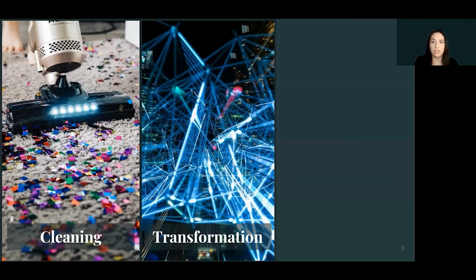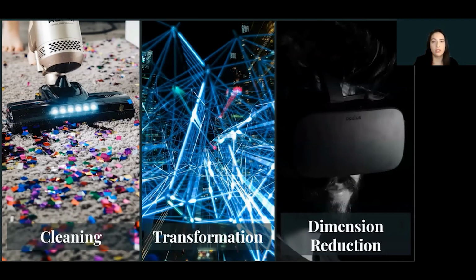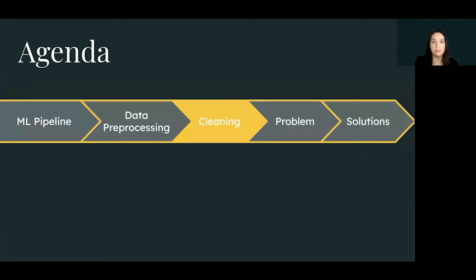Second one is transformation. In this step, we are transforming the features using various techniques like normalization, one-hot encoding, binning, and so on. Lastly, dimension reduction, another step of removing redundant data or reducing the number of features. Usually, this step is performed by feature selection or linear and nonlinear approaches. Let's focus on the cleaning phase, which also focuses on three main steps.